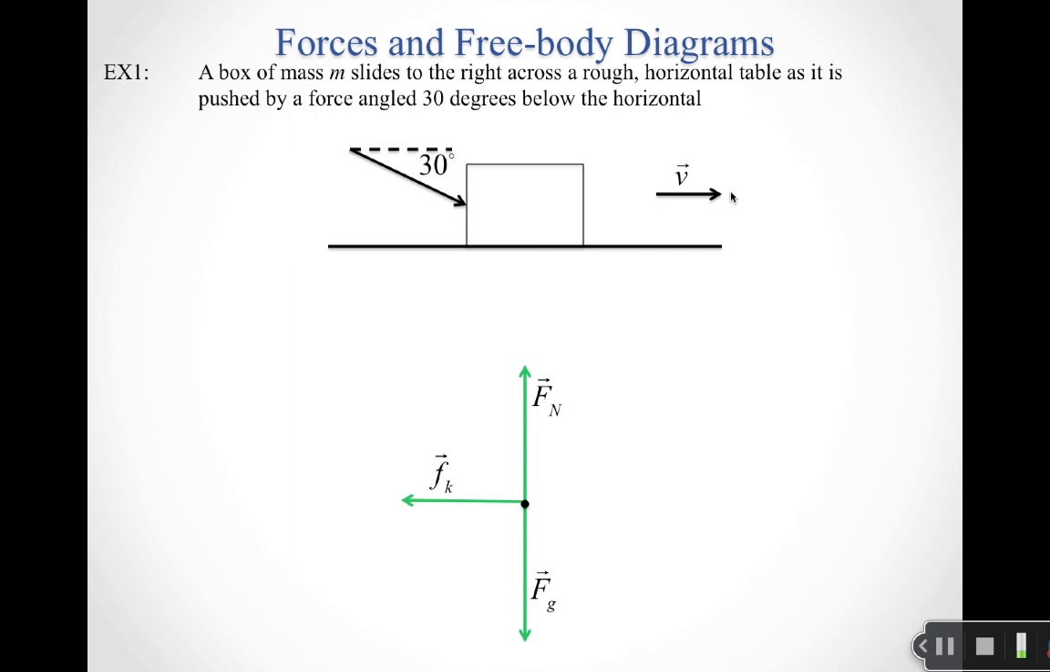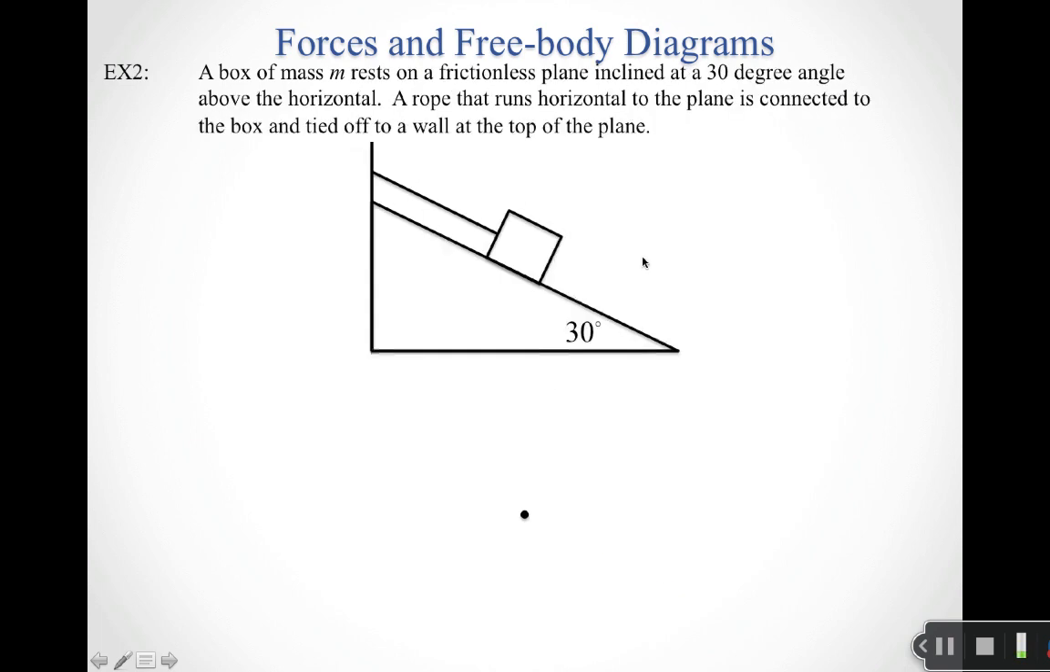So do I have a string or cable or chain connected to the box? The answer is no, so I don't need to worry about a tension. Do I have a spring connected to the box? The answer is no, so I don't have a spring force. Is there anything else pushing on the box? Yes, there's this applied force. And again, I'm told that that applied force has a direction 30 degrees below the horizontal, so that's the way I need to put it into my free body diagram. And then whatever its magnitude is will be what that magnitude is right there. So here's the free body diagram for this box in this situation.